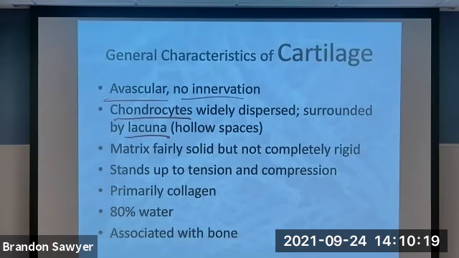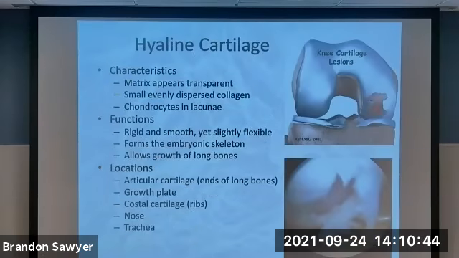Okay, so matrix is fairly solid, but not totally rigid like bone. It's very good with tension and compression. But the interesting part is it's 80% water. We wouldn't think of cartilage this way, but it's very, very wet. There's lots of water necessary for healthy cartilage. And it's always going to be associated with bone in some way, always connected to bone. Okay, so let's look at the first type.